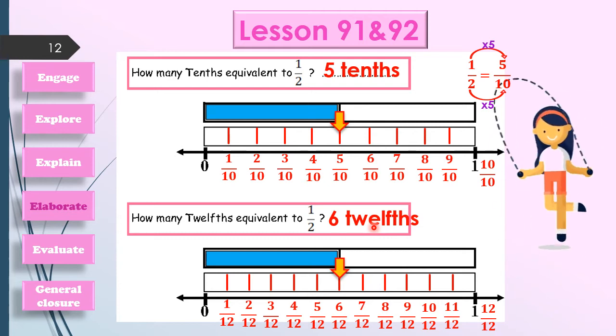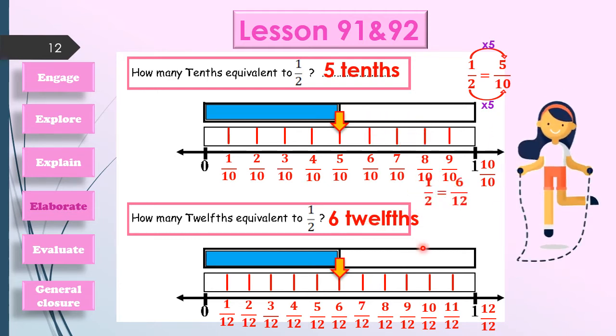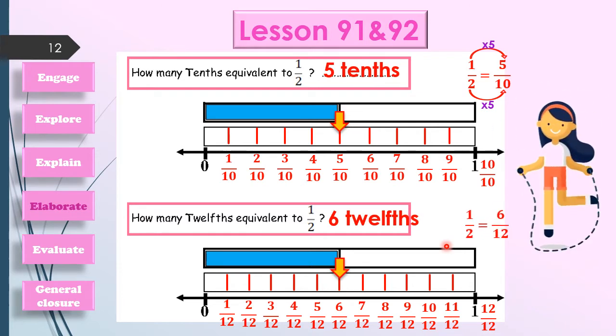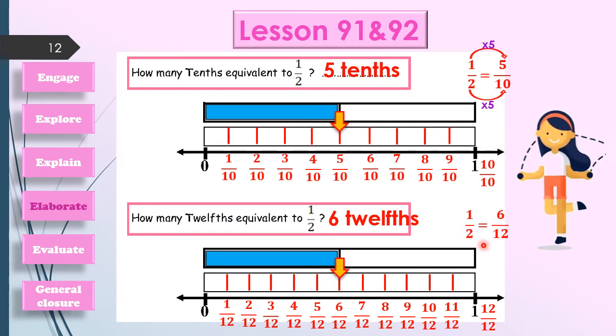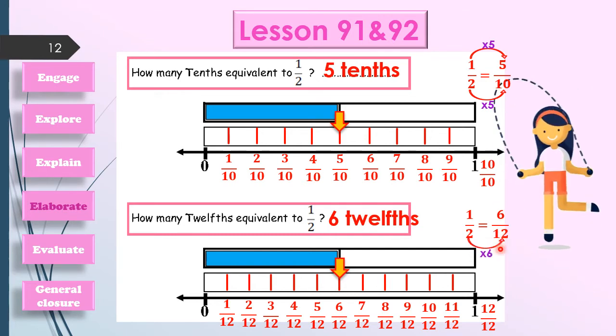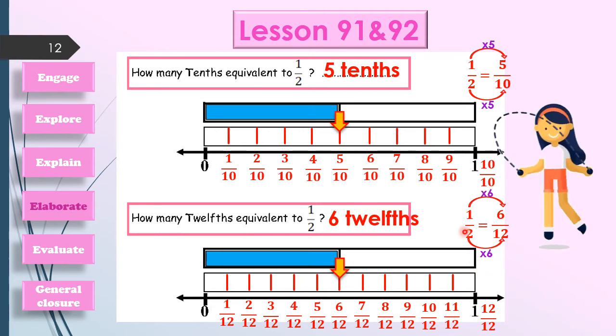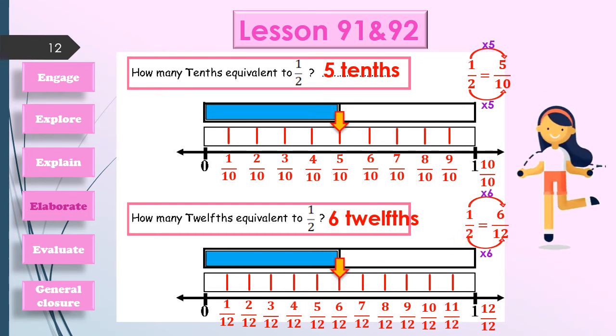Good job. Let's prove it mathematically, using our math concept. If half equals 6 twelfths, look at the denominator. 2 times what equals 12? Yes, 2 times 6. As I do down, I will do up. 1 times 6 equals 6. Yes, then I am right, mathematically and mentally. Good job.